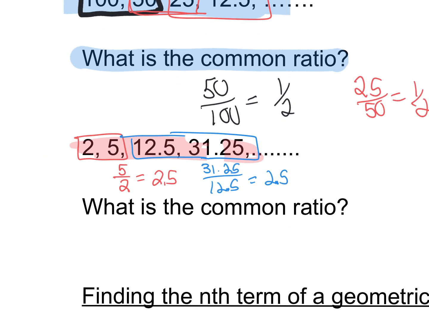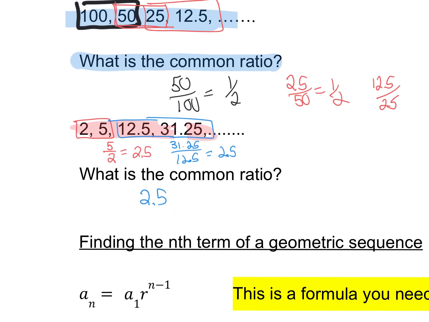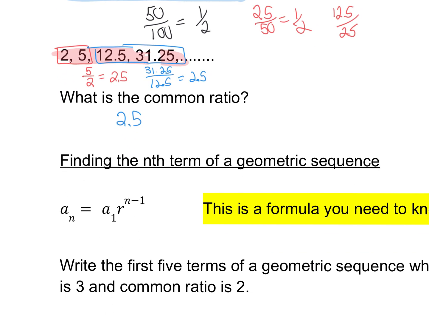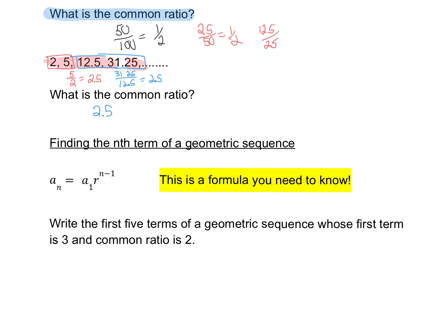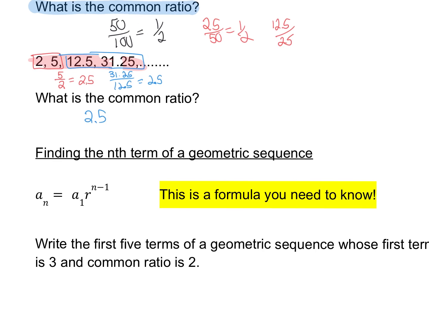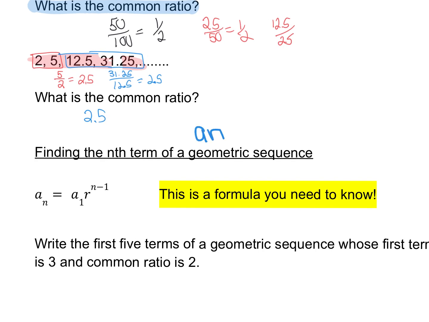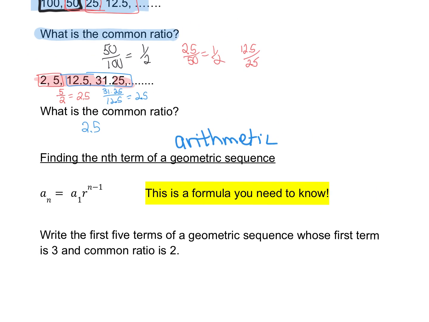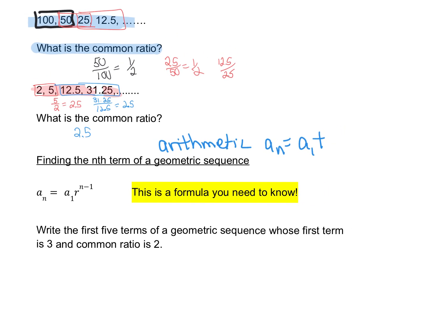So in this case, the common ratio of this particular sequence is 2.5, which means going from one term to the next, it's multiplied by 2.5. Okay, again, as we move along here, we are going to have some more formulas that we need to know. Just a reminder, the arithmetic rule that we learned yesterday was a sub n equals a sub 1 plus n minus 1 times d. Again, a sub 1 is your first term, d is your common difference.